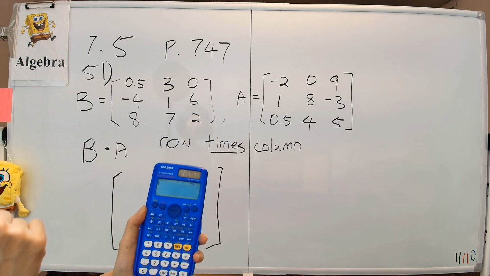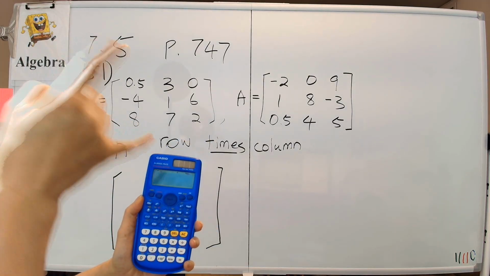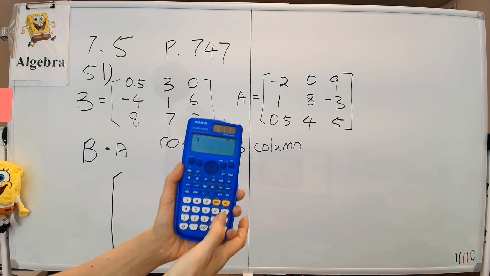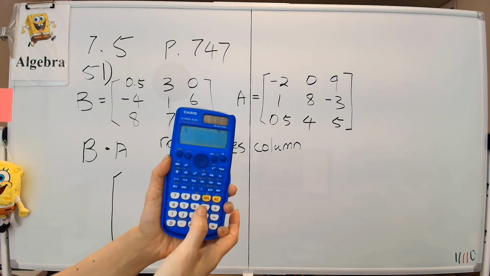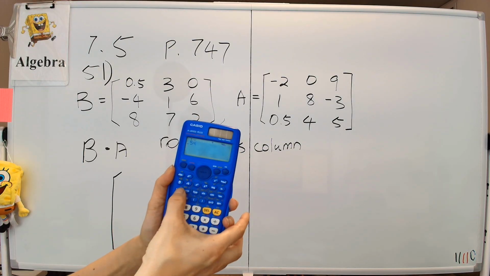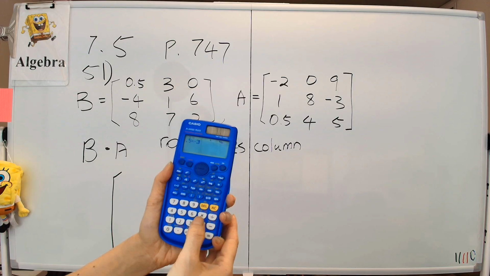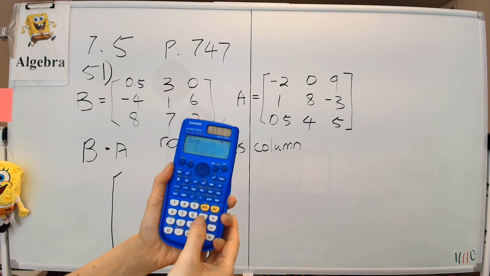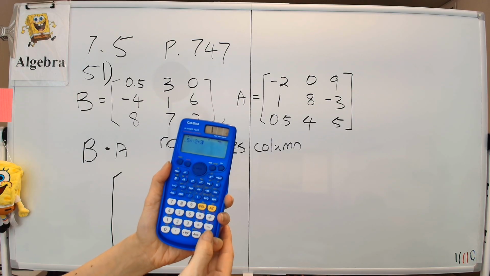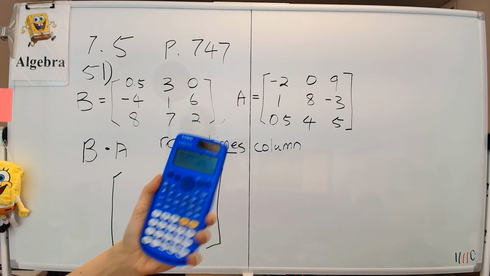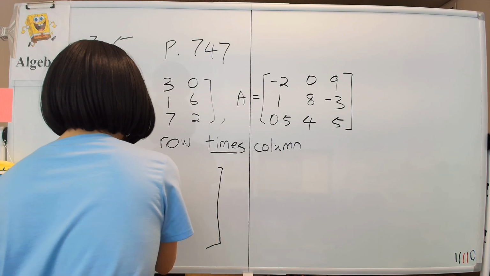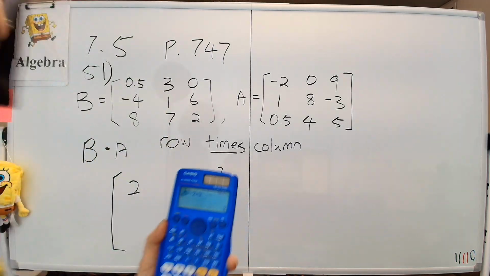I'm just going to do this with a calculator. So the first row times first column means 0.5 times -2, plus 3 times 1, that's just 3, plus 0 times 0.5, we can skip that. So that will be 2, and I'll write that down, equal to 2. So we're done with one thing. Okay, 8 more to go.